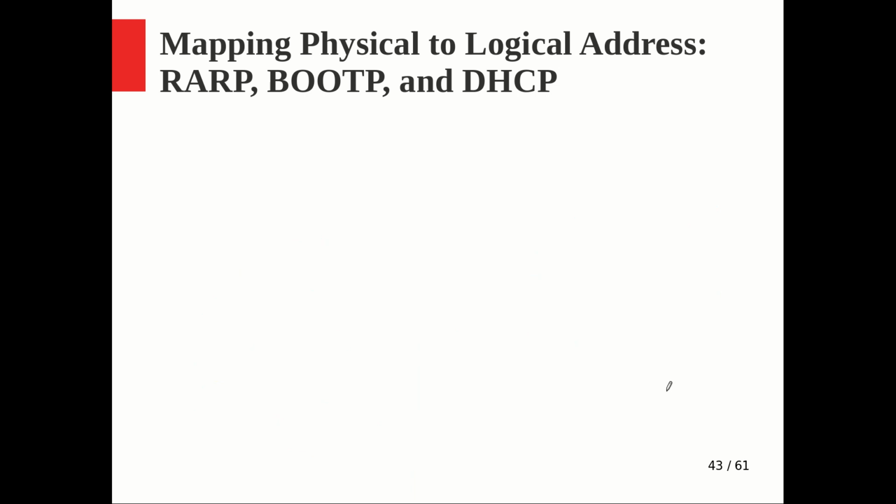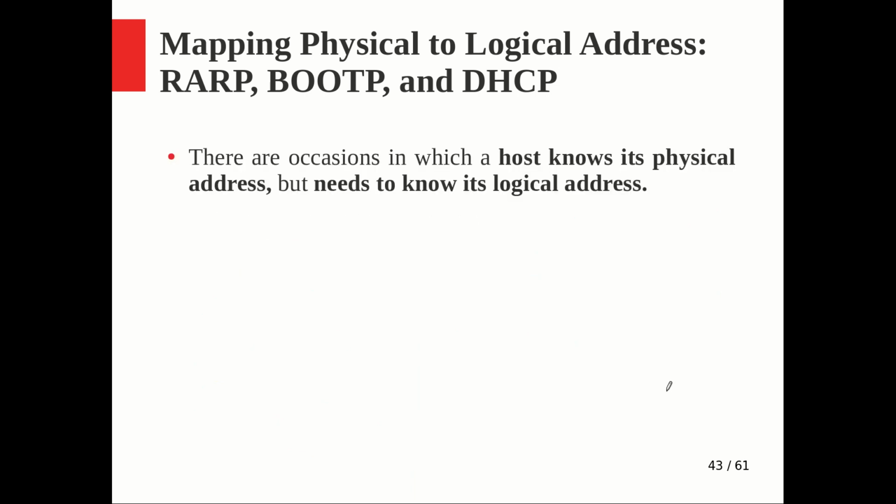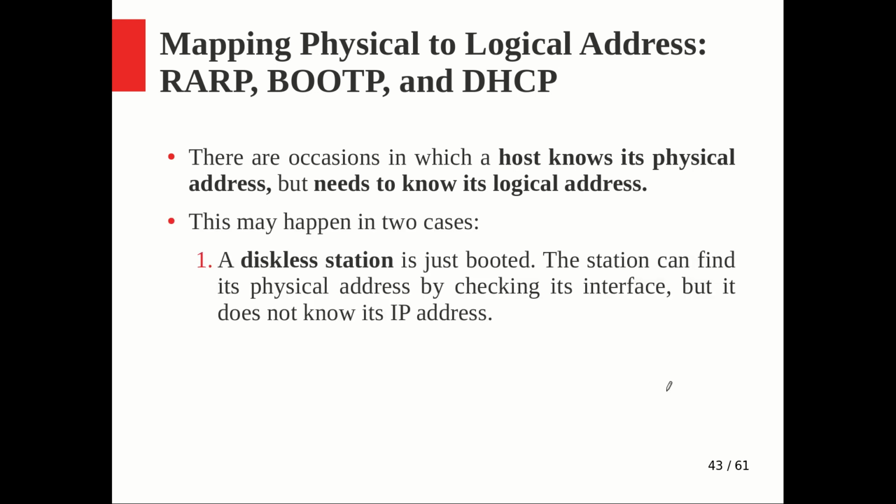Now let's see why it is so. Why do we have a requirement that we want to know our own logical address? This may happen particularly in two cases. First case is the diskless station. Whenever any host is concerned, it has the network interface card, and inside this network interface card, the physical address will always be available. So everyone can easily know their own physical address by looking at the network interface card. It is permanently hardwired in the network interface card of any host, any machine.